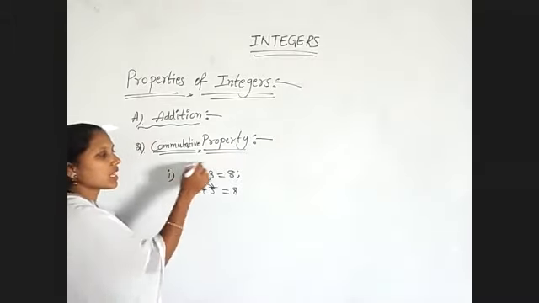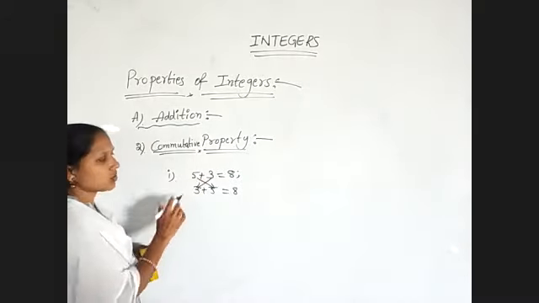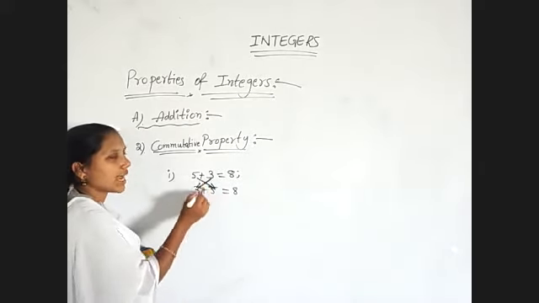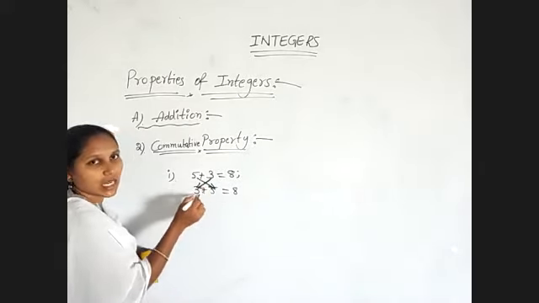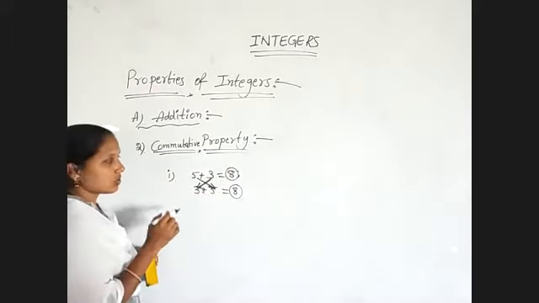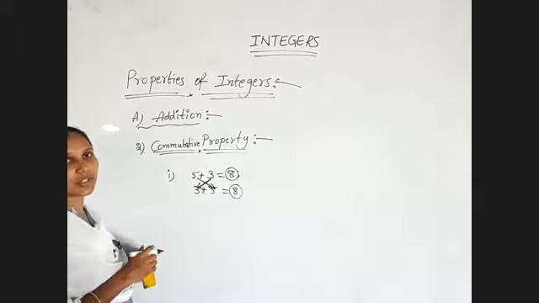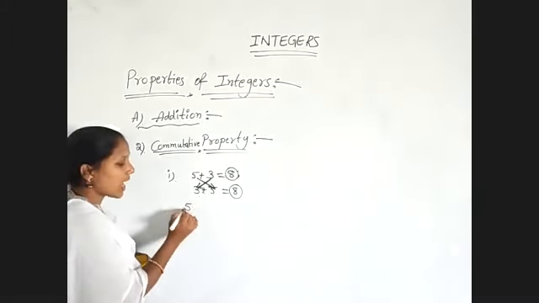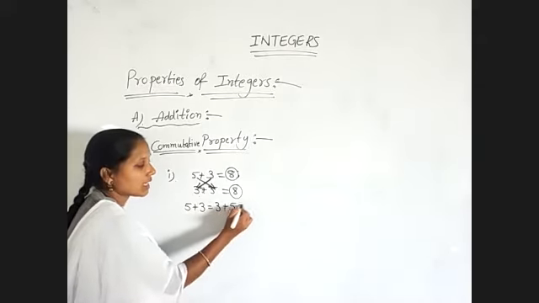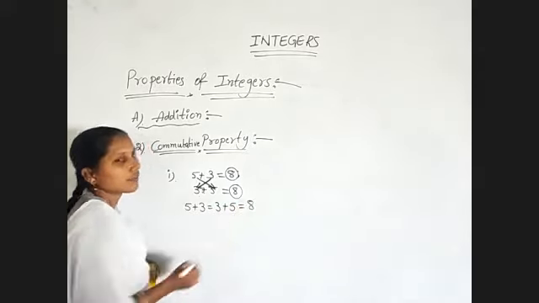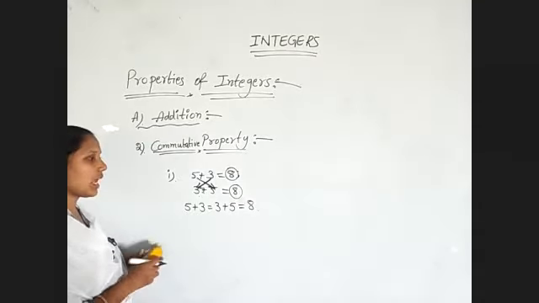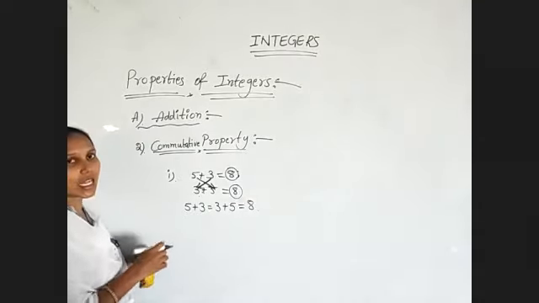Just observe, all these are integers. So by changing the order of two integers, if you are adding those two integers, the result is not changed. This is the statement for the commutative property. If you are adding any two integers by changing their order, the result will not change. That is the thing. And check with another example.